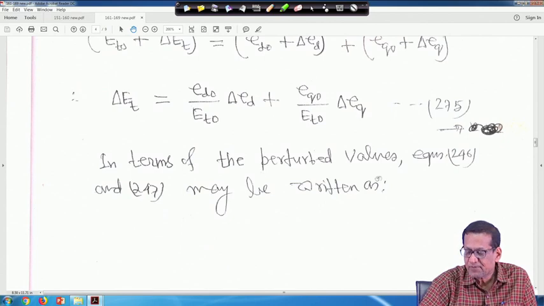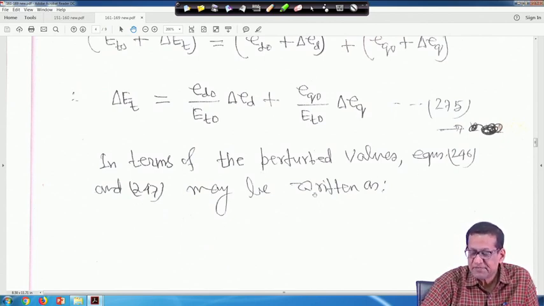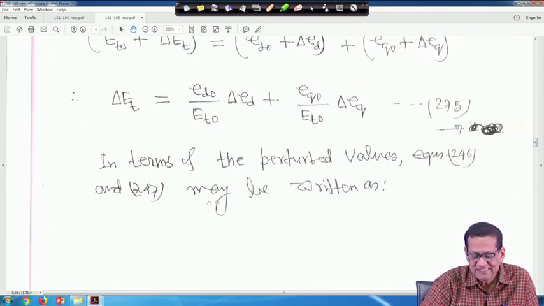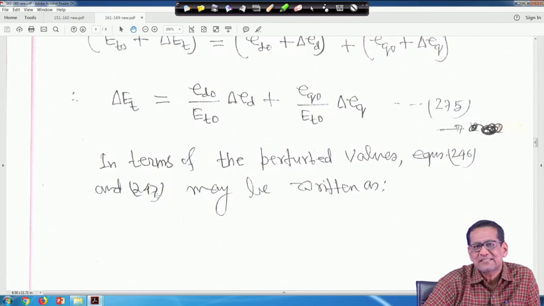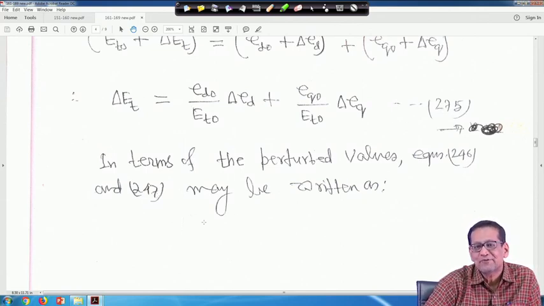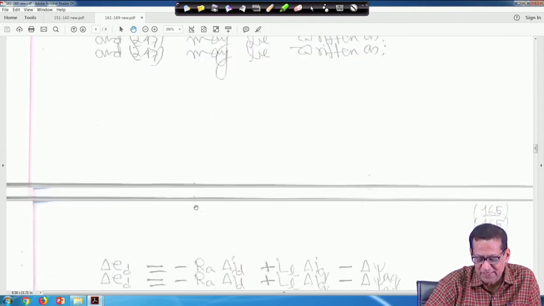Now, in terms of the perturbed values, equations 246 and 247 may be written as follows. I suggest you go to equations 246 and 247 and just take the small perturbation values. Again and again I am not going back, but these notes will be available, so you open those equations and take the small perturbation. I am writing the final one.